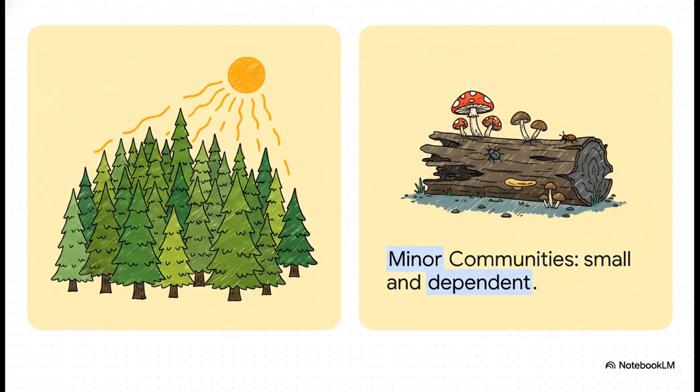Now, when these populations merge into step 3, communities, they organize based on size and independence. Over on the left, we've got major communities. These are massive, well-organized, and practically independent, driven almost entirely by the sun's energy from the outside. Think of a giant tropical evergreen forest. Then on the right, we have minor communities. These are dependent secondary societies that rely entirely on their bigger neighbors for energy and nutrients.